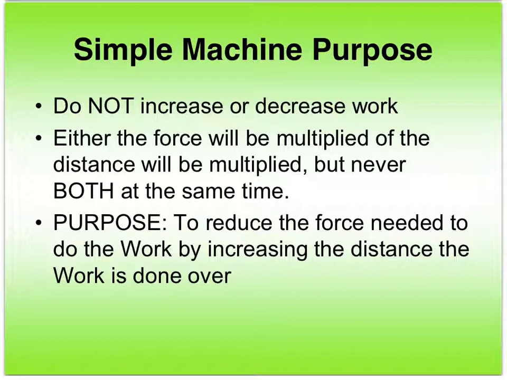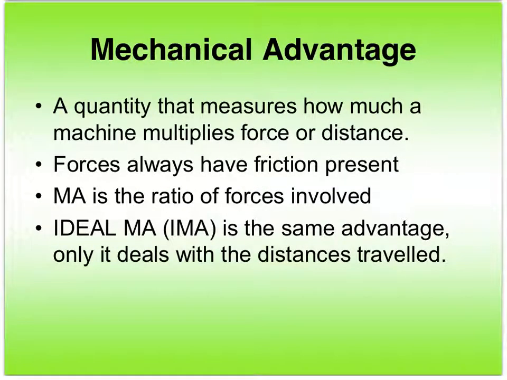The purpose is to reduce the amount of force needed by increasing the distance the work is done over. So how much does a machine reduce the amount of force that you need? How much does it make it easier to move something? That's called mechanical advantage. If you say that I can do something 2 times better than you, you're talking about my advantage, how much easier it is for me to do things. The quantity of measure that multiplies force or distance is called mechanical advantage.